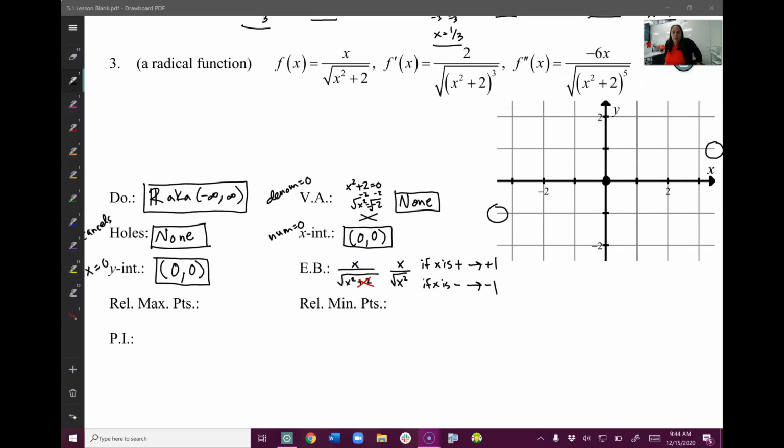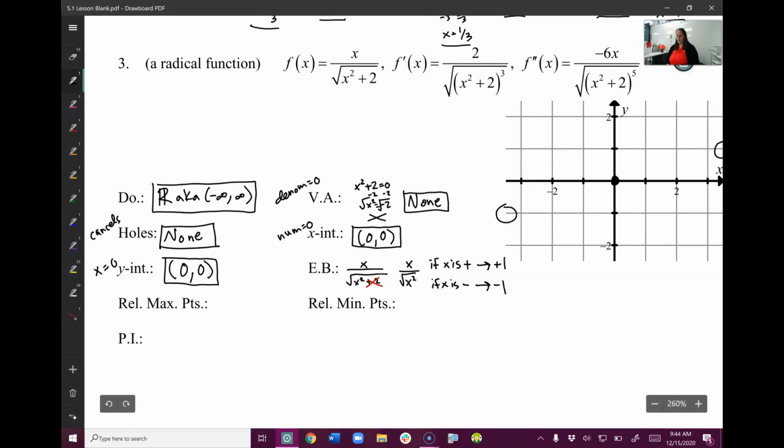Welcome back. Check what you got with what I got. Holes, we don't have any, nothing cancels. Y-intercept, set x equal to 0 and solve, you should get that. Set the denominator equal to 0 and solve, we would root a negative number, so there's none, which means our domain is all reals. And then x-intercept, set the numerator equal to 0, get that.